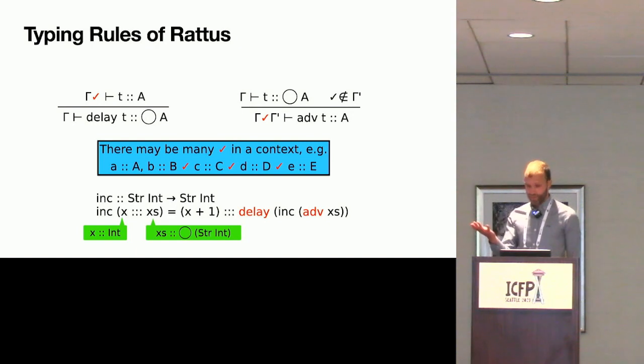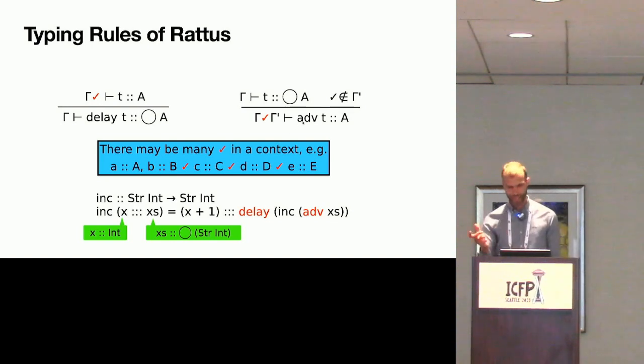And we can use the fact that we have these ticks in the context when we want to go back in time again. And that's what we do with advance. So advance is sort of the inverse of delay. What it does is it takes something of type later A, so something that should be executed in the later step, and uses it now in the future and gets something of type A. Right? And it can only do that if it knows that we are already in the future for which this t was meant to be executed. And so advance will consume this tick here.